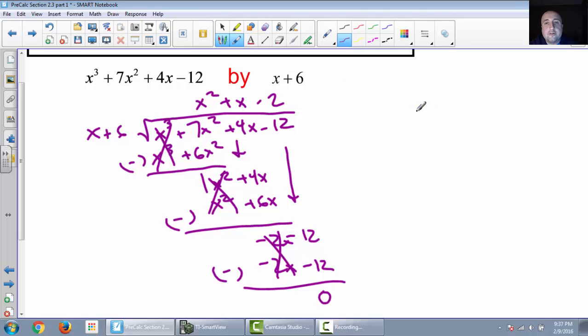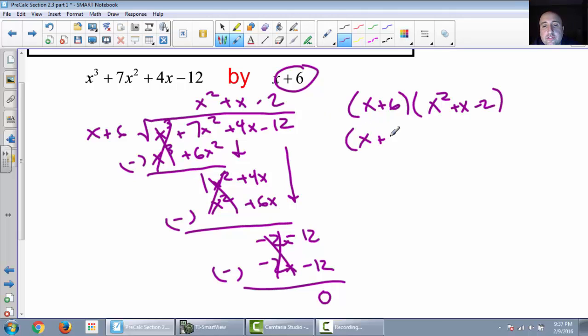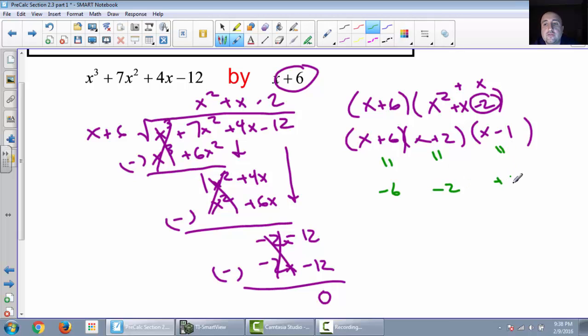All right, so let's see what we have here. So whatever we divided by, x plus 6, and we're going to multiply that by what we got as our answer, x squared plus x minus 2. All right, so let's factor x plus 6, and then we have 2 sets of parentheses, so x times x is x squared. What two numbers multiply to be negative 2 and add to 1x? Multiply to be negative 2, but add to 1. So positive 2, negative 1. Okay, that should work. So our 3 answers are negative 6, negative 2, positive 1.